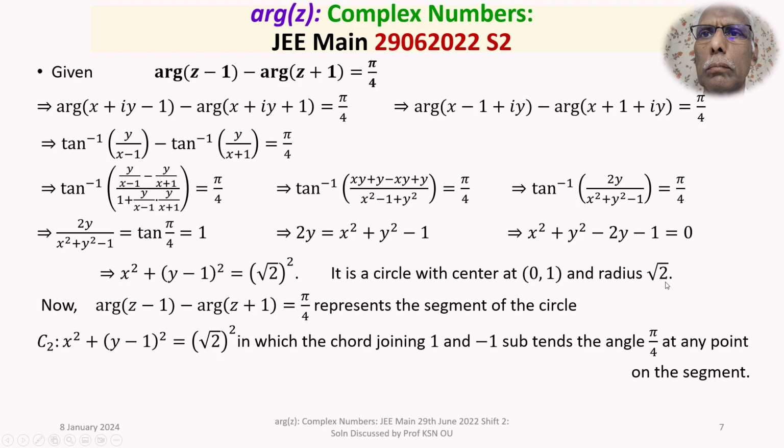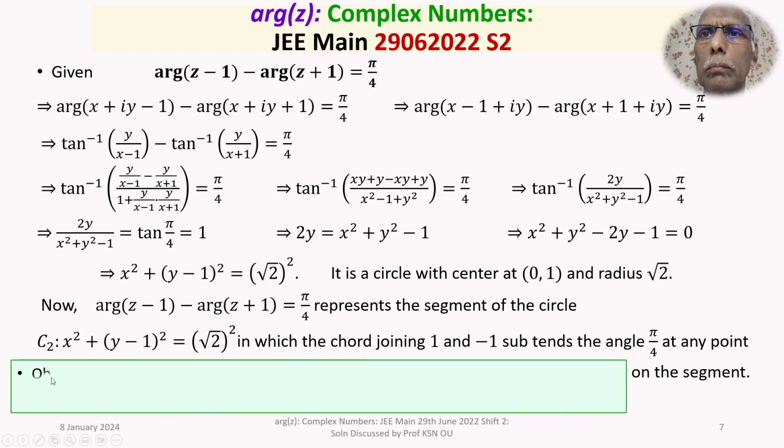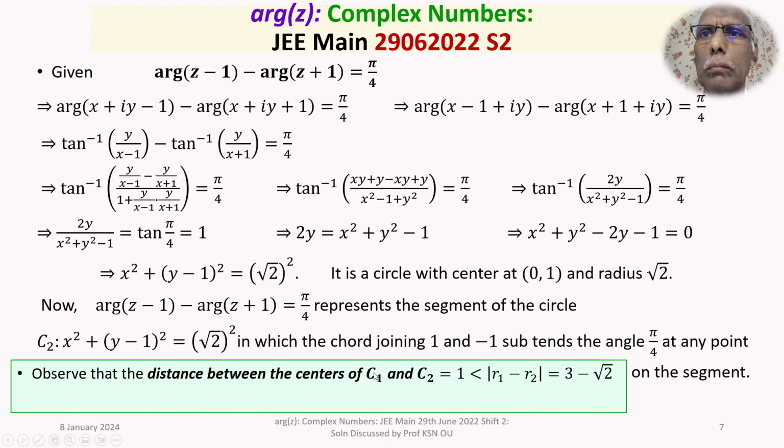Then we apply the formula. Observe the distance between the centers of C1 and C2. The center for C1 is (0, 0) and the center for C2 is (0, 1). The distance is 1, and that is less than mod of R1 minus R2. R1 is the radius of C1 and R2 is the radius of C2, so that is 3 minus root 2. So, 1 is less than 3 minus root 2.